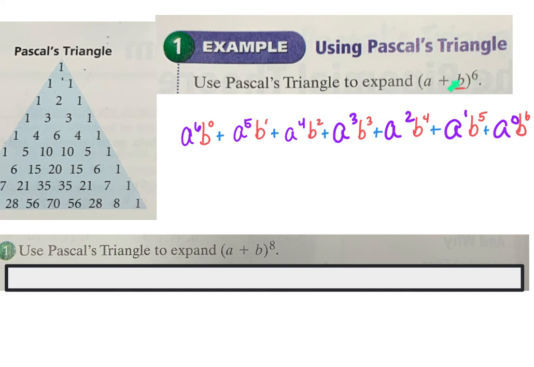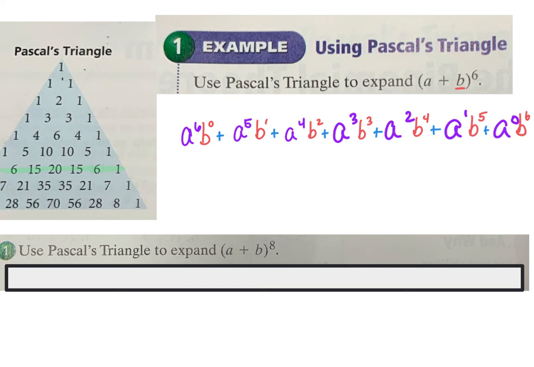I am on the sixth one, all right? So I am going to look at 0, 1, 2, 3, 4, 5, 6, this row right here. My coefficients are going to follow this pattern, on this row. So this is my sixth row. I start with 0, so that's why that's my sixth row. And my coefficients are going to follow that.